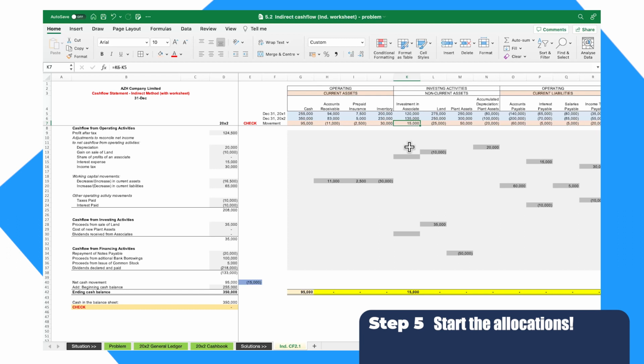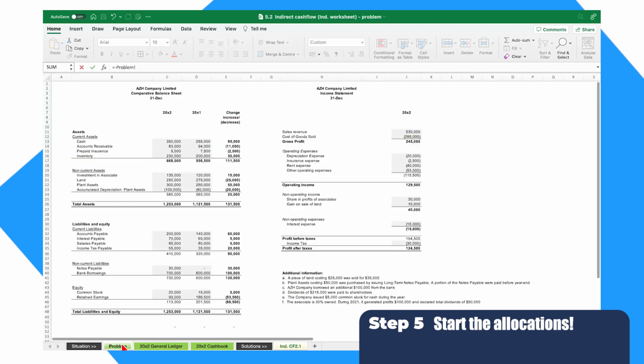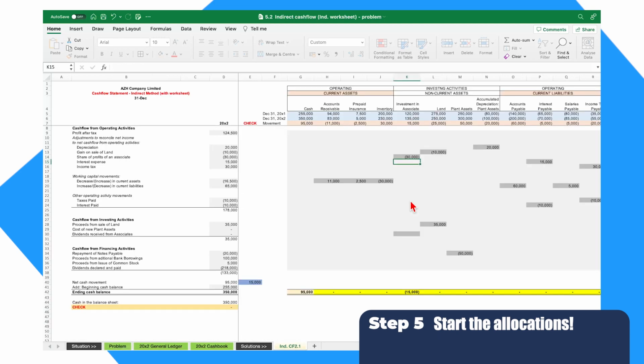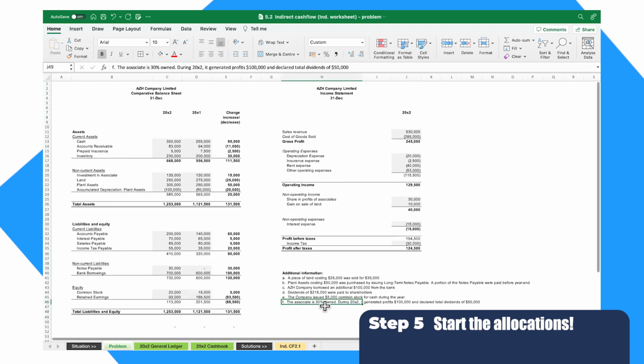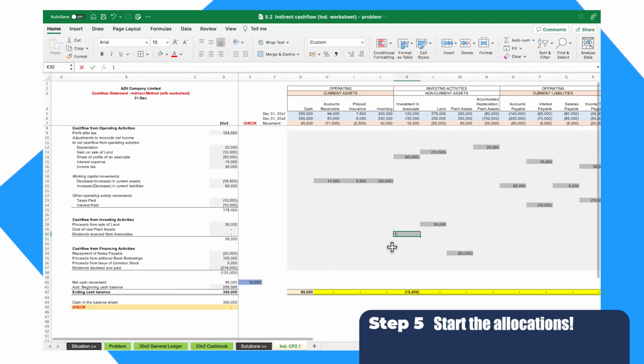The investment in associate increased by 15,000 during the year. This is composed of the share of profits of an associate, which is 30,000. The remaining of the 15,000 movement after we have already accounted for the share of profits of an associate is coming from this letter F right here, wherein they declared a total of 50,000 at 30% ownership, which is 15,000 cash received as dividends. So here we have a positive 15,000 because we have received that cash.